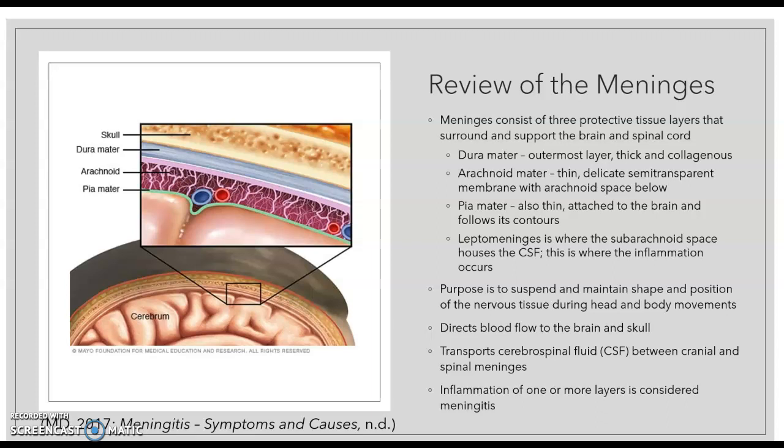The pia mater covers every sulcus and goes into every gyrus, making a subarachnoid space between the arachnoid and pia mater varied in distribution. The trabeculae meshing these 2 layers makes them difficult to differentiate from each other, and often these 2 layers are referred to as the leptomeninges. And the leptomeninges is where the actual inflammation occurs during meningitis. The meninges help maintain the shape and position of nervous tissue during movement and directs blood flow to the brain and skull.